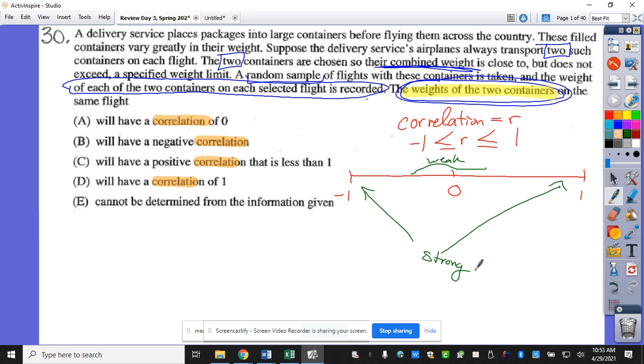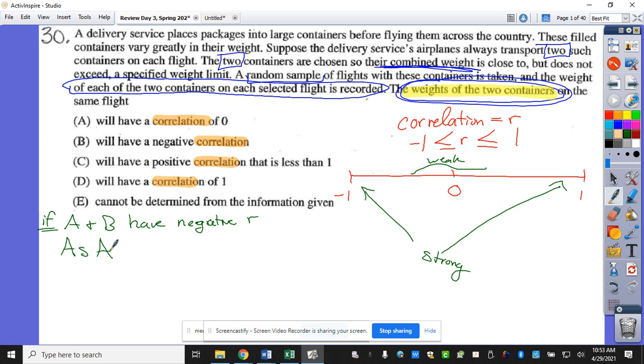So what it's asking us is direction or strength. Strength. It says 0, negative, positive, 1, or we don't know. So we need to know if we're here, if we're here, if we're here, or if we're here. All this is background. Let's think, if A and B have a negative R, what does that mean?